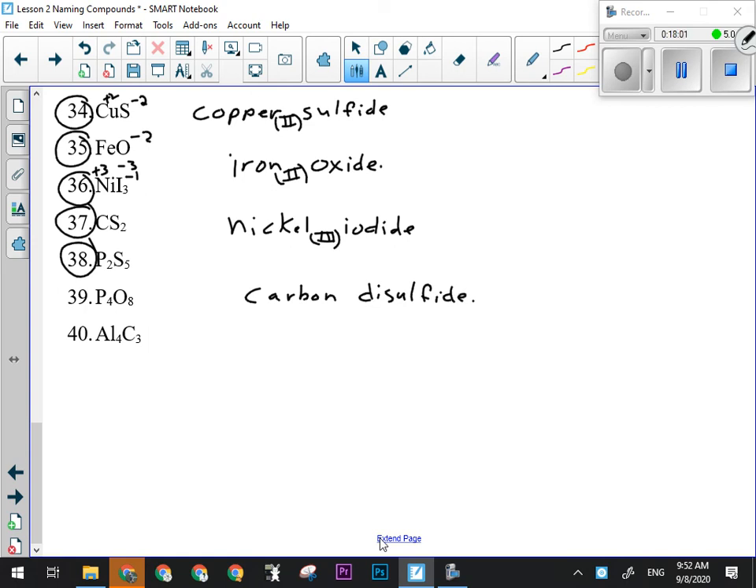And then our last one, we've got phosphorus with sulfur. Ionic or molecular? Molecular, they're both non-metals. So do we need a prefix on our first one? Yes, we do. So diphosphorus. The reason I picked that one is we haven't had too many where we needed a prefix on the first one. So diphosphorus, and what prefix do we need on the sulfur? Penta. Okay, so diphosphorus pentasulfide.